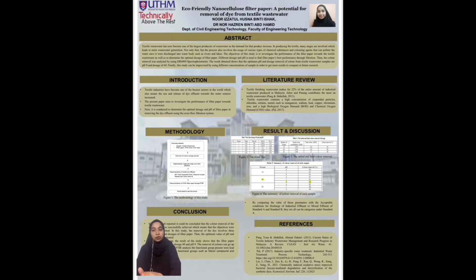The result obtained shows that the optimum pH and dosage for removal of color from textile wastewater samples are pH 9 and a dosage of 60 gram per meter square. Finally, this study can be improved by using different concentrations of sample in order to get more results to be compared. Then we will move to the next part, which is the introduction.